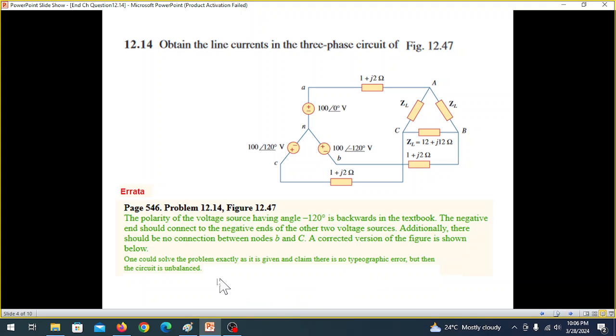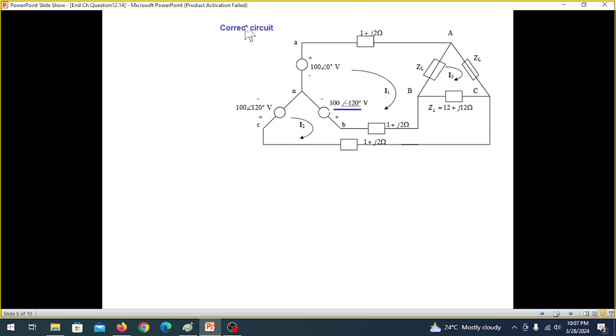Okay. And then he is also saying one could solve the problem exactly as it is given, as has been done in the solution manual, and claim that there is no typographic error, but then the circuit is unbalanced. And as we have seen, all three currents are not the same. Therefore, we can say the circuit is unbalanced. But this question is given under the heading of a balanced circuit. So now let's solve the corrected version.